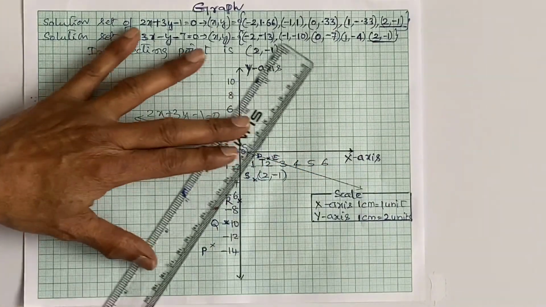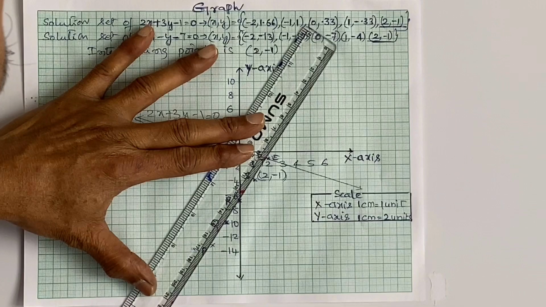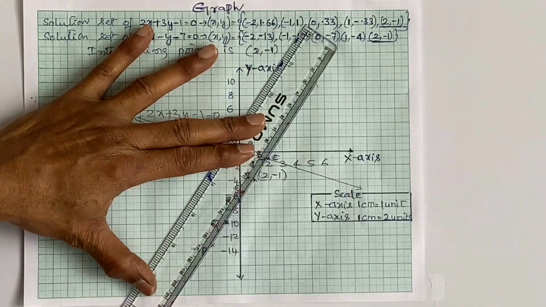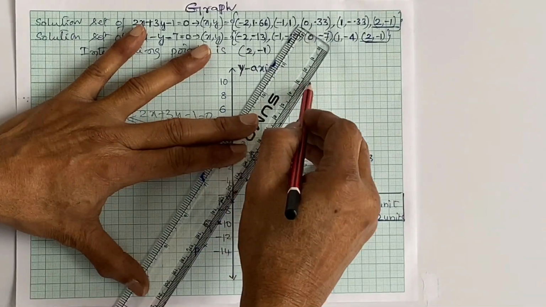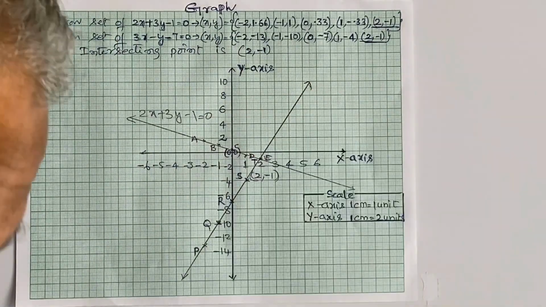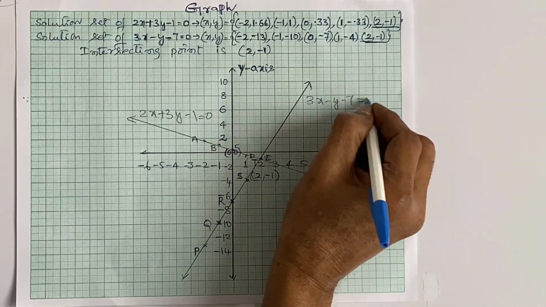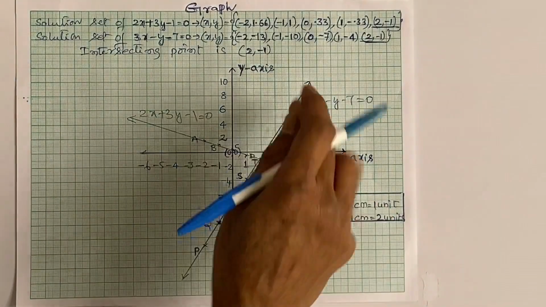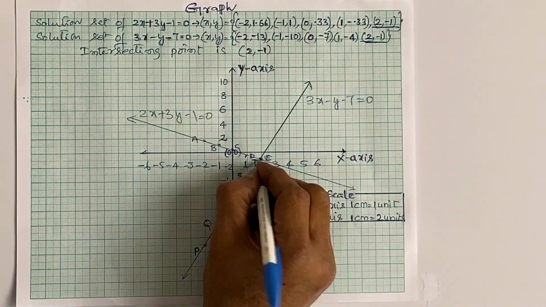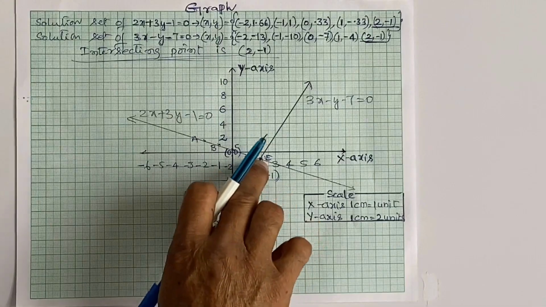Through these points I will draw the graph. We need only 2 points to draw a graph, but you have to use a pencil. This is 3x minus y minus 7 is equal to 0. The intersecting point of these two lines, as I already told you, is (2, -1).